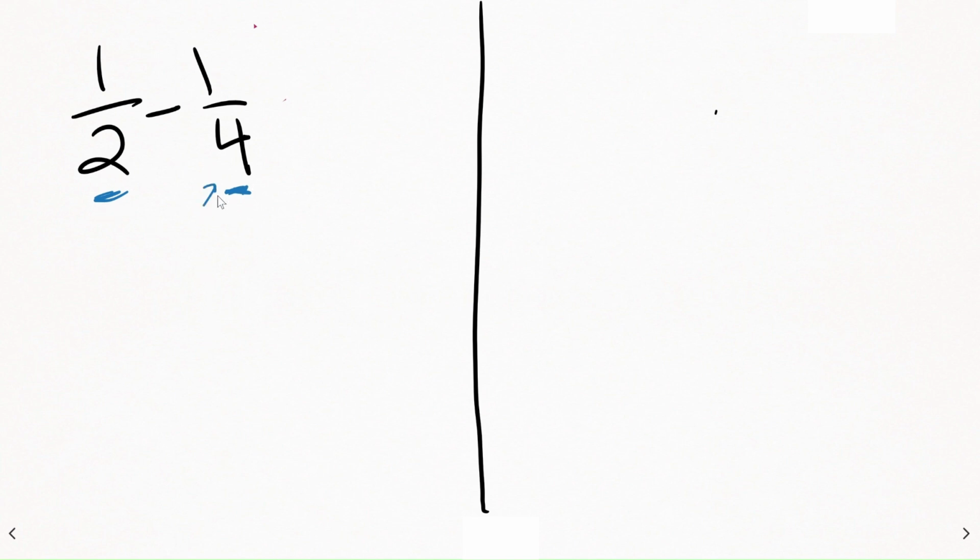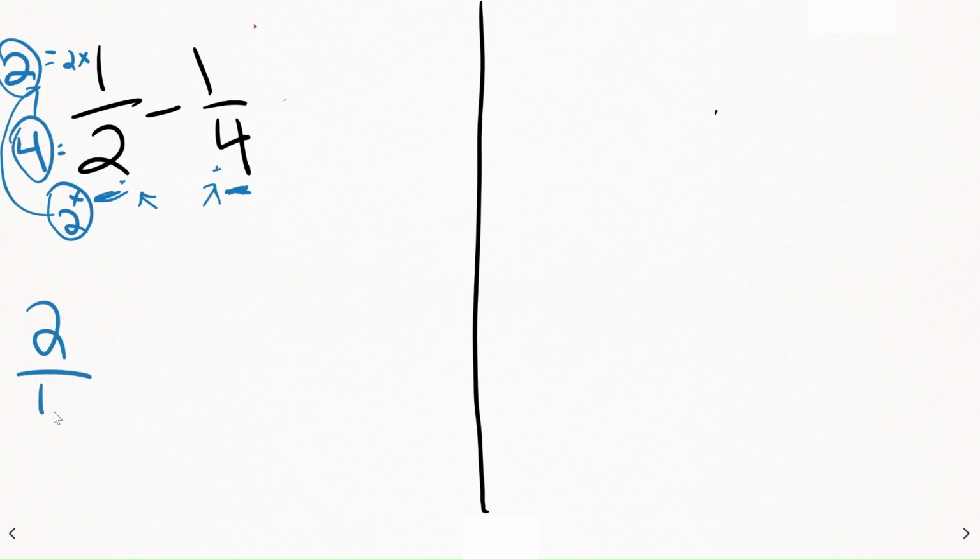So we have this 4 and we have a 2. But 2 can go into 4, can't it? What times 2 equals 4? Well, 2 times 2 equals 4, right? So we can change this 2 into 4. 2 times 2 equals 4. And whatever you do on the bottom, you got to do on the top. So 1 times 2 equals 2. So now we have this 2 and this 4, so 2 over 4.